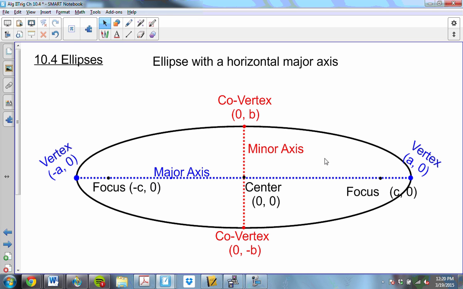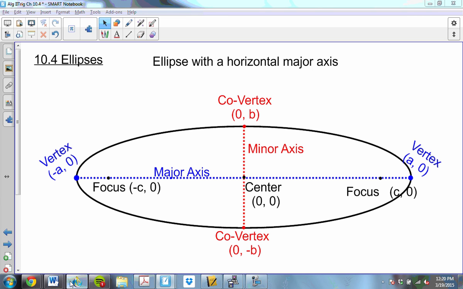So every ellipse has 2 vertices, 2 covertices, and also 2 foci, a focus here and a focus here. 2 focus make foci. The foci have distances of c units. So there's an a distance, the long one, a b distance, the short one, and the c distance is somewhere between 0 and a.